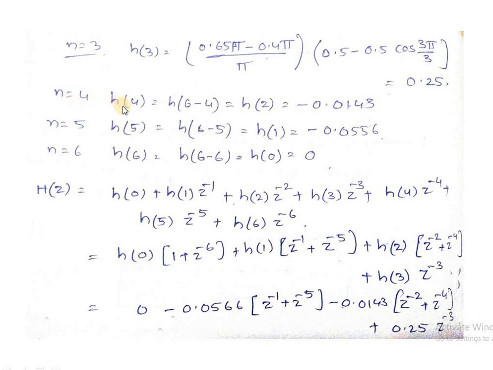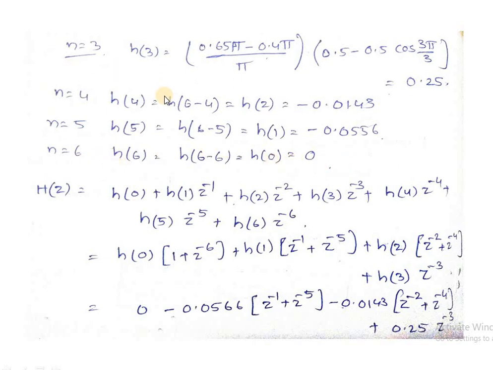And thereafter I use this symmetry relation, and I write n is equal to 4, h of 4 is equal to h of 2, which is simply equal to minus 0.0143, and for n is equal to 5, h of 5 is equal to minus 0.0556, which is equal to h of 1 based upon the symmetry, and similarly for n is equal to 6, h of 6 will be equal to h of 0, which is 0 in this case.